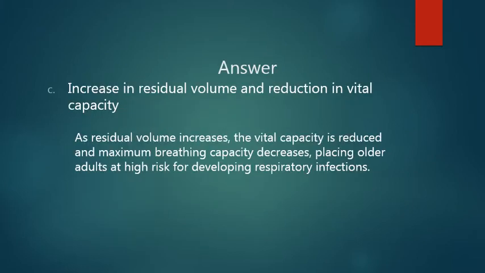Okay, so it's increased residual volume and reduced vital capacity. As that residual volume increases, the vital capacity is reduced, and maximum breathing capacity decreases as we age, placing older adults at a high risk for developing respiratory infections. This is not a disease. This is a normal process of aging that puts this population at a higher risk.